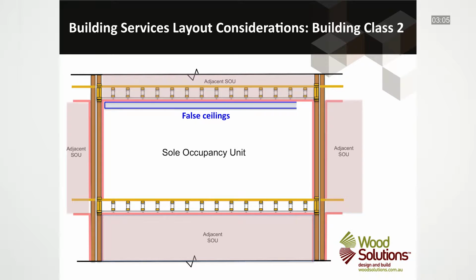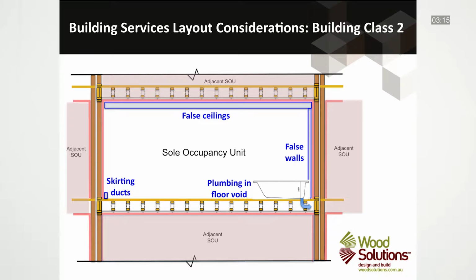These include the use of false ceilings, the use of false walls when needed, or better still, for electrical wiring and power points, the use of skirting ducts. Also the use of false walls to allow the installation of baths, and the running of plumbing within the SOU's floor void, above the fire and sound rated ceiling. The following slides discuss these options in more detail.